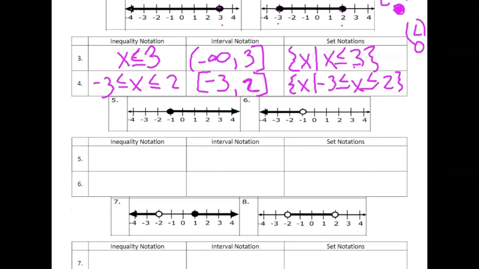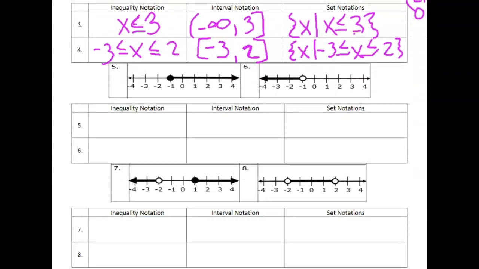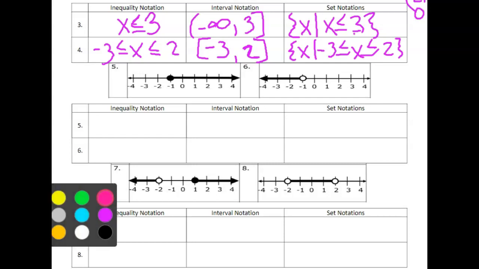So I'm going to give you a moment to pause the video. I want you to try 5 and 6 and 8. I will help you with 7 in a minute, but I want you to try right now numbers 5, 6, and 8. So pause your video and try them out.